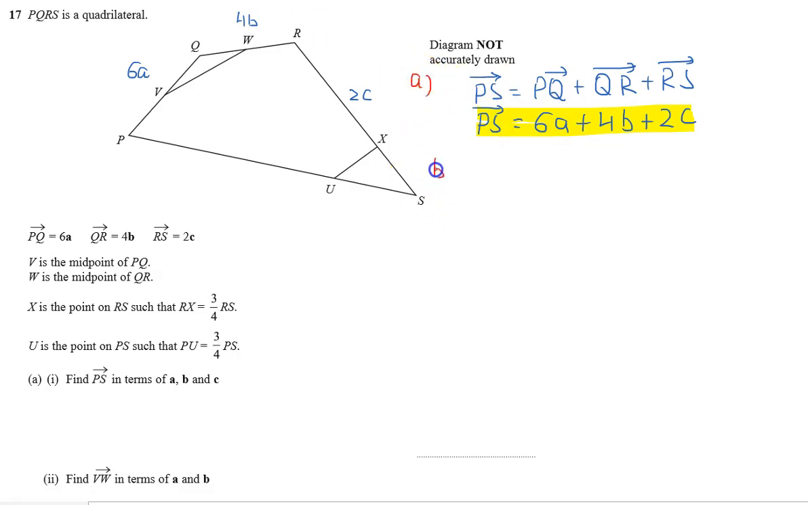Now the part B is the same part A. This is the first part of the part A, and second part of part A is VW. We have to find VW in terms of A and B. This is VW.